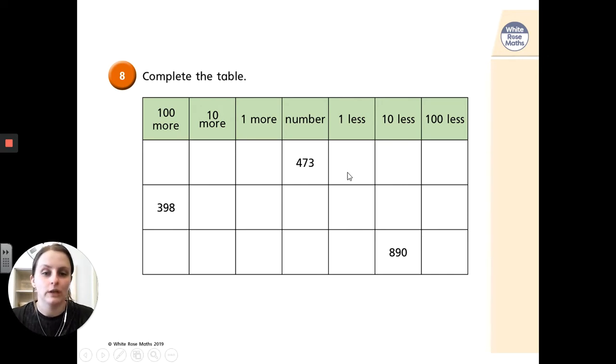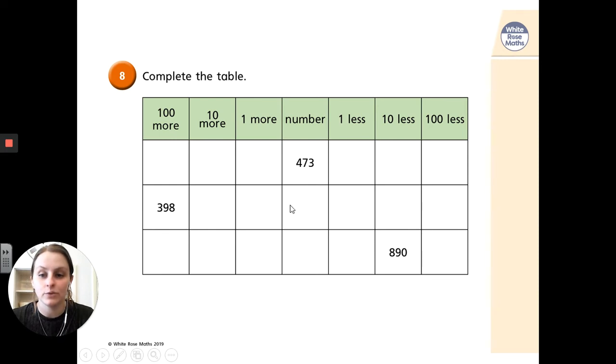Going this way, I'll go 1 less than 473, 10 less than 473, and 100 less than 473. Now for this one and the next one, it's a little bit tricky because you don't have your starting number. You have to work out your starting number to start with. So this number here, 398, is 100 more than my starting number.